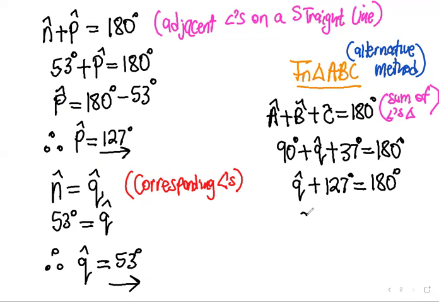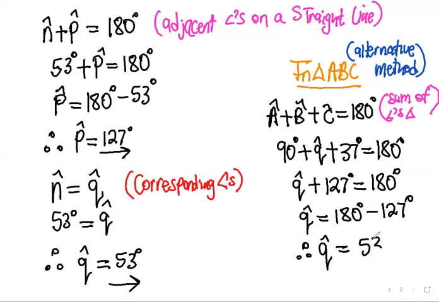And then from here, you're going to say angle Q equals 180 degrees, and then you take positive 127 and transpose it to the other side. Remember that when we transpose it to the other side, it changes the sign to become negative 127, right? And therefore, the size of angle Q is going to be 180 degrees minus 127 degrees. That should also give 53 degrees.